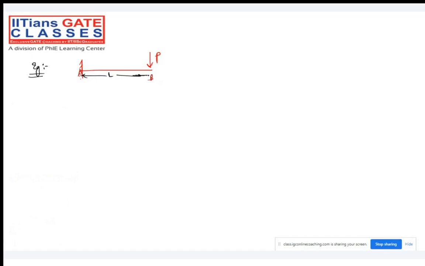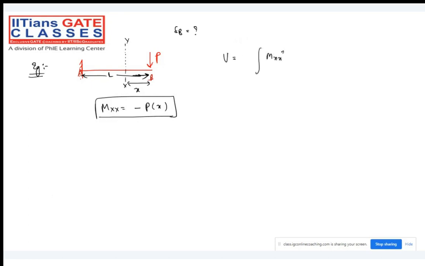Here, my dear friend, I need to find the deflection by using Castigliano's theorem. First of all, find the moment. What is the bending moment at a distance x, at a particular section? Mxx will be minus P into x. That is the bending moment which is applied. What is the strain energy we can find? Integral of Mxx whole square dx divided by 2EI, moving from 0 to L. Then what is the U value? Minus P into x whole square dx divided by 2EI.